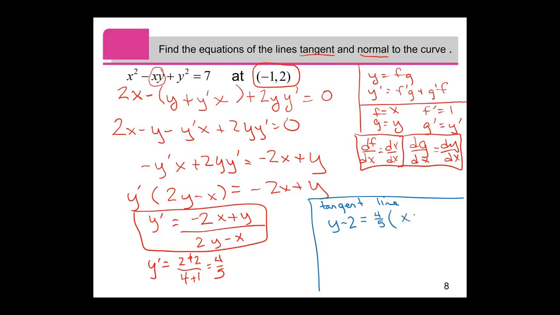x plus 1. Perfect. And then what is the normal line? For the normal line, it would be y minus 2 and then negative 5 over 4 times x plus 1. Perfect. There you go. Great job, Ramari. Excellent. That was great.